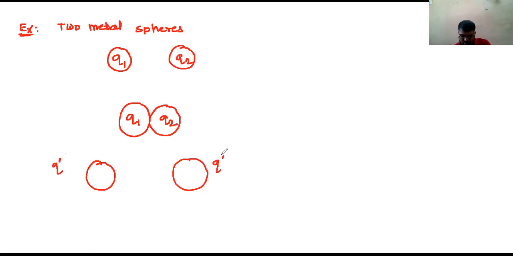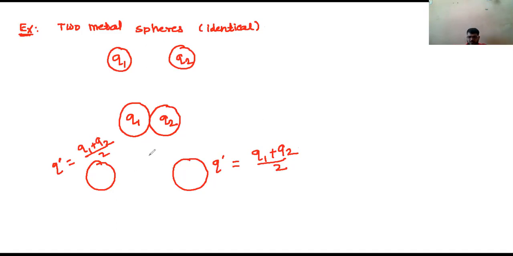Why? Because both are identical, I am saying. Two metal spheres and both are identical. So what will be the value of this Q dash? You see here, this Q dash will be (Q1 + Q2)/2, and here also this Q dash is equal to (Q1 + Q2)/2. When we have touched the two spheres and separated them, we get charge (Q1 + Q2)/2 on each. So note down this.